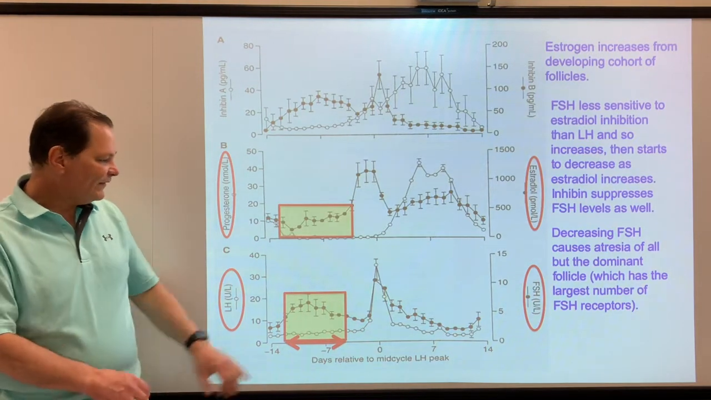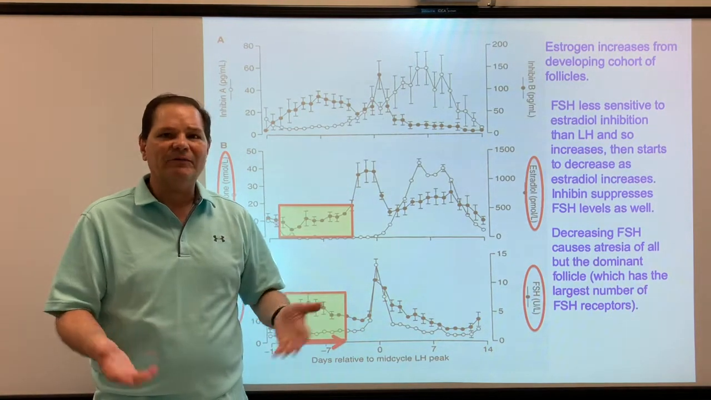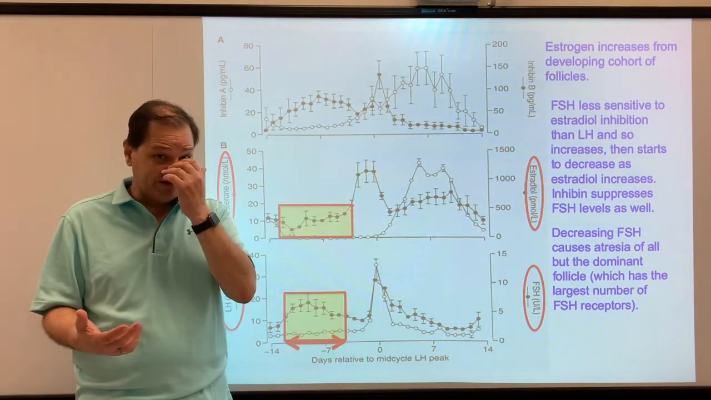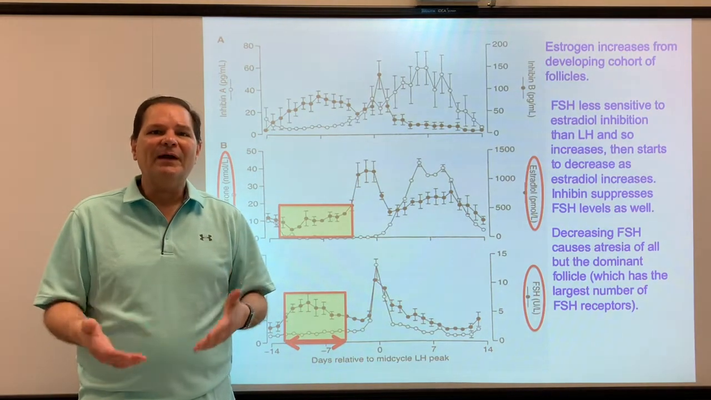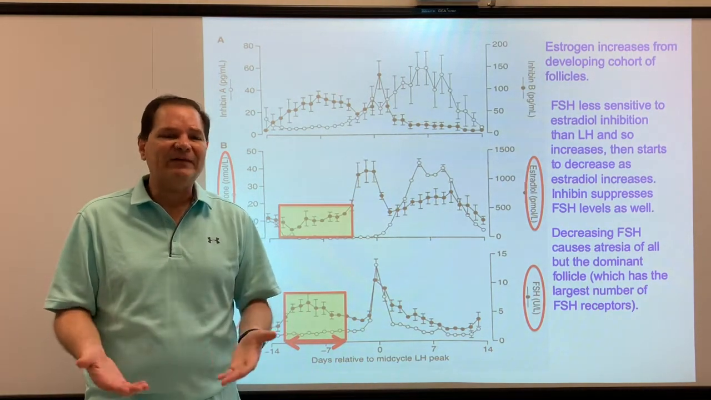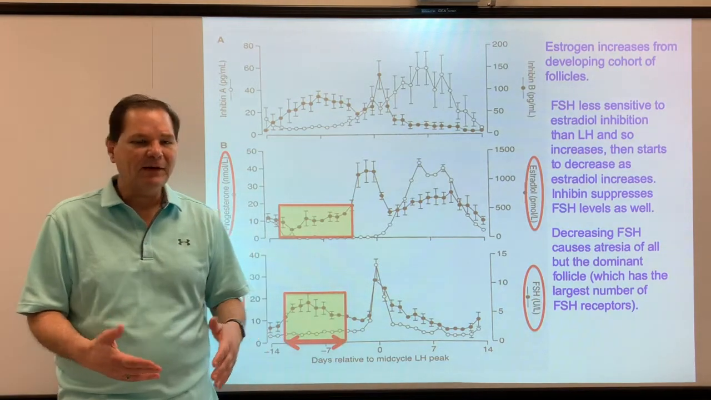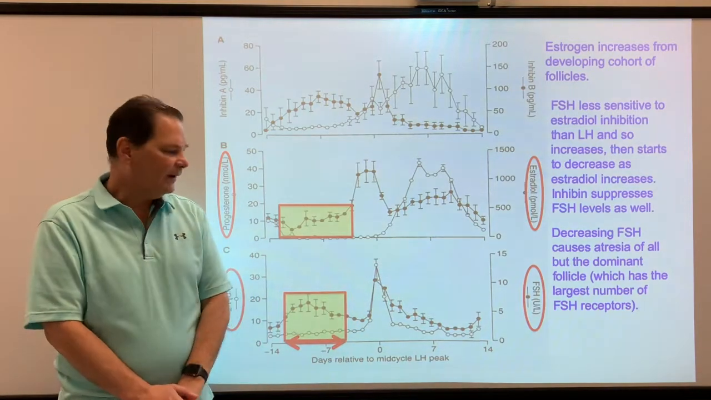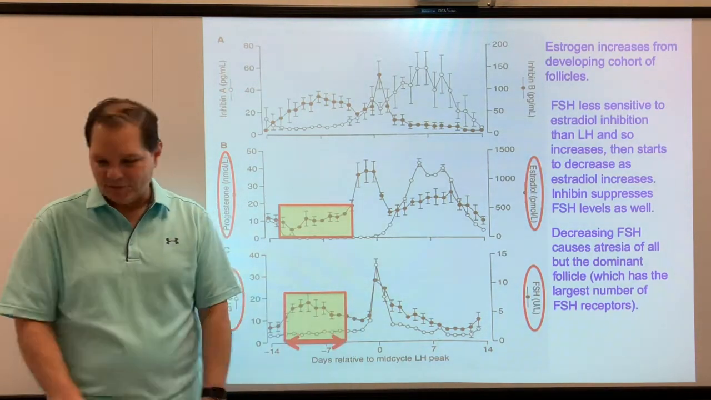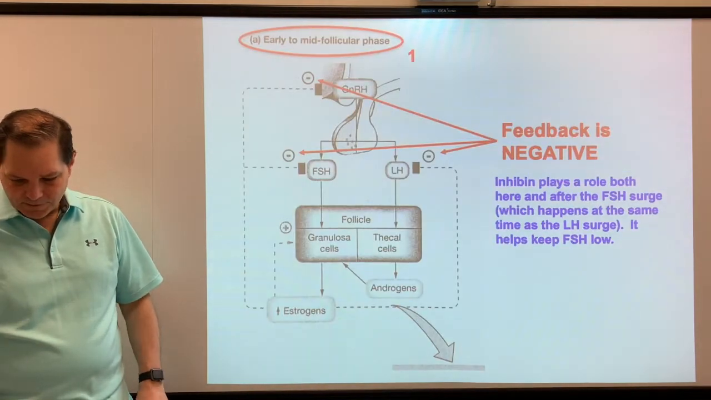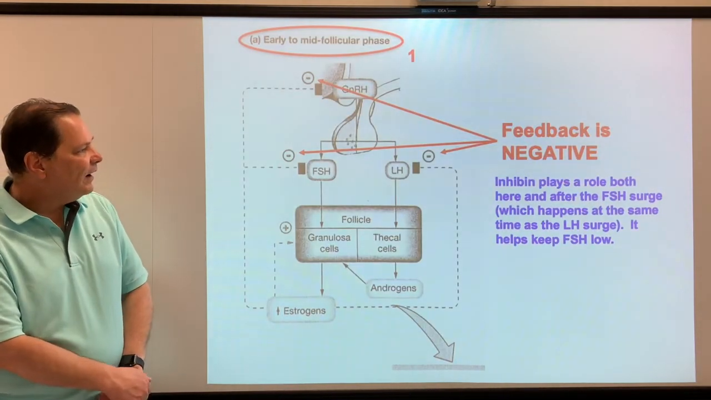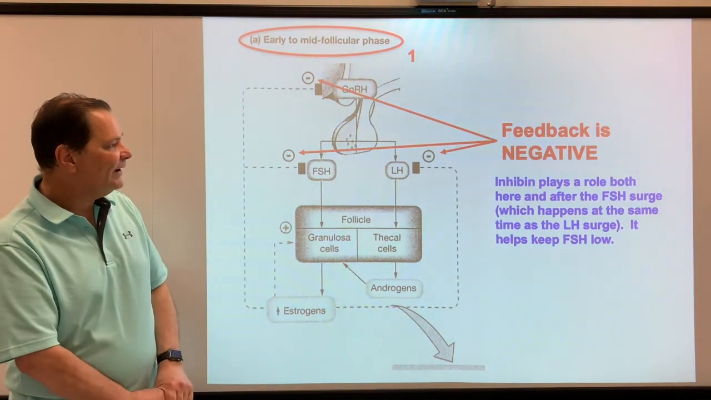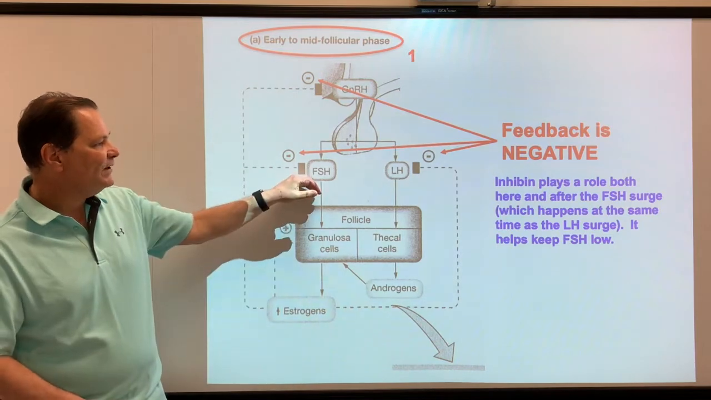The decreasing FSH here causes the atresia of the follicles, except for the dominant one, which has the largest number of FSH receptors. It is the one that can continue to develop the best at the lowest level of FSH, okay? And that, so we get our selection process toward the end of this phase and early in the late follicular phase, okay? During this phase, we have inhibin playing a role and causing negative feedback here, keeping FSH under control.